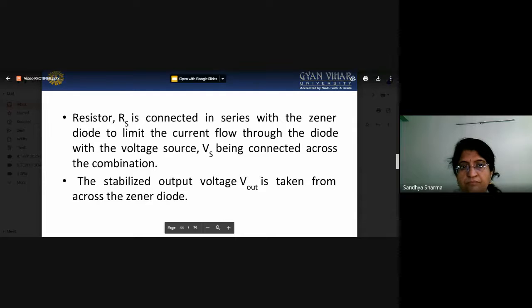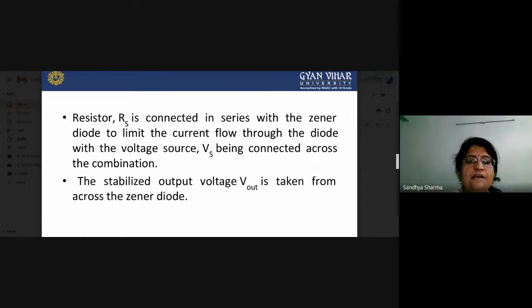Resistor RS is connected in series with the Zener diode. Sometimes we do this to limit the current flow through the diode, otherwise the diode may be damaged. So we want to limit the current. From a safety point of view, we connect RS, a series resistance, with the diode. The stabilized output voltage is taken from across the Zener diode.